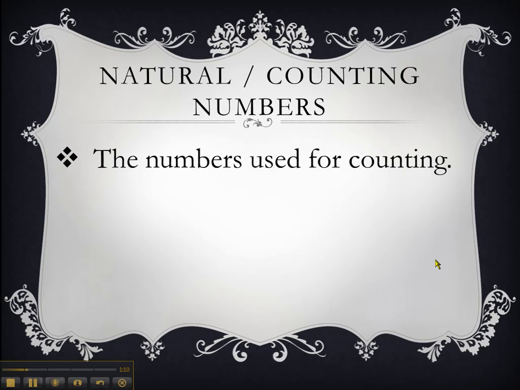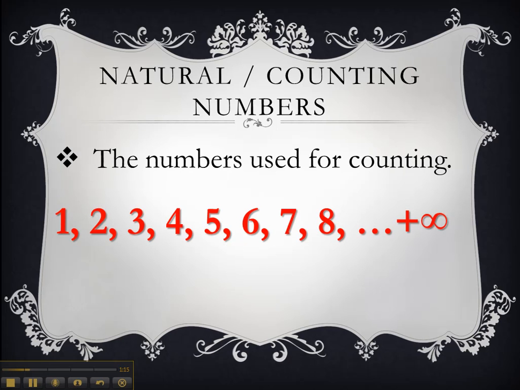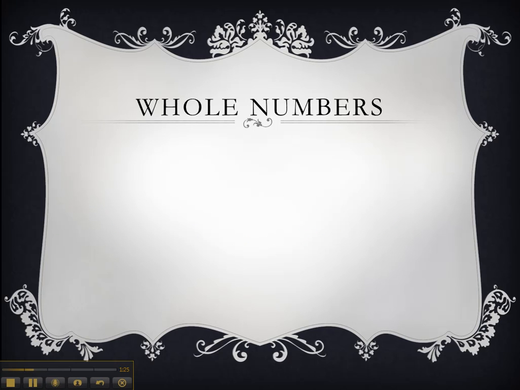The natural or the counting numbers. They're just the numbers used for counting. So pretty much the numbers you would say when someone says, alright, we're going to play hide and go seek, why don't you count 1, 2, 3, 4 all the way up to positive infinity. That's the natural or the counting numbers.